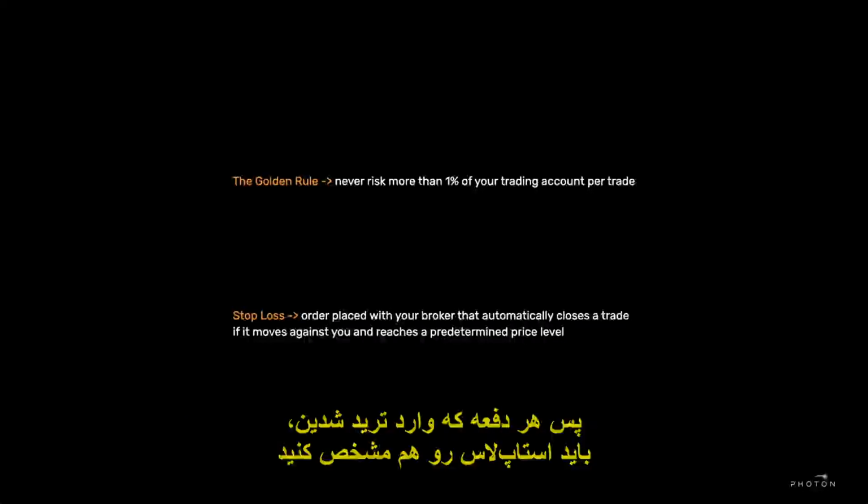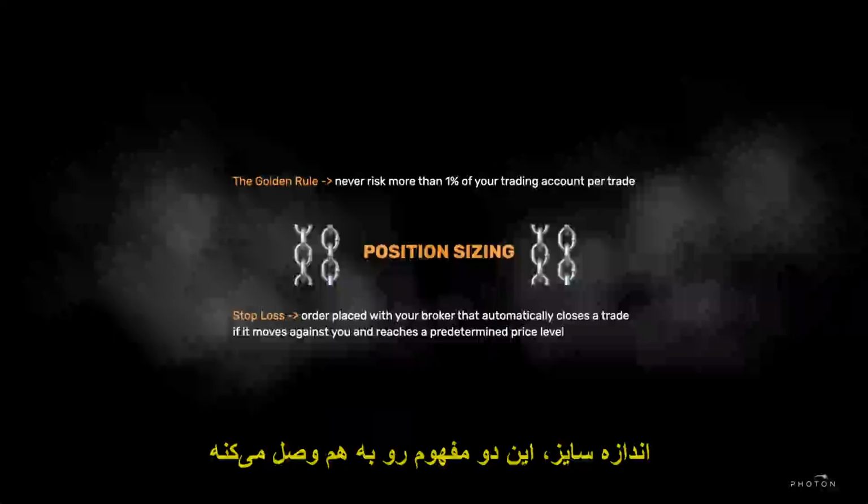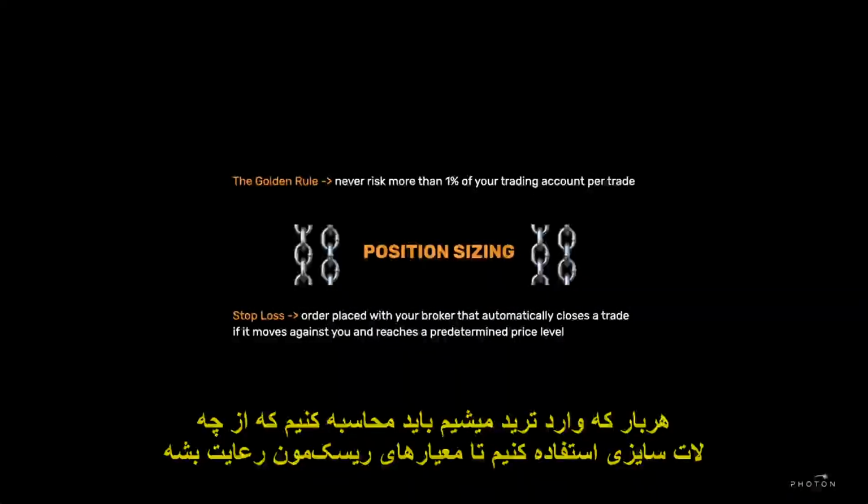So each and every time that you place a trade, you must also enter a stop loss order. That way, if the market moves against your position, it can only move so far before the trade is taken off the table for a small calculated loss. Position sizing is the link between these two concepts. Every time we enter a trade, we have to do a quick calculation to work out what lot size we will use that is in line with our risk parameters.